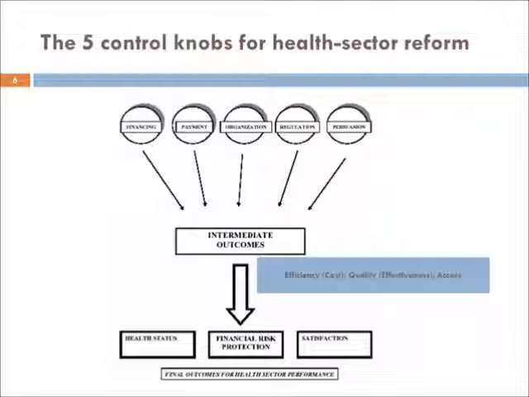The control knobs have an effect on intermediate and final outcomes in the system. Efficiency, quality, and access are often considered to be final goals or objectives. In this case, they're more appropriately defined as intermediate outcomes.